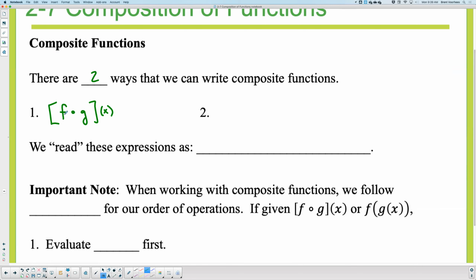You can have more than two functions, by the way. You could have 3, you could have 4, you can have infinitely many. There's another way we can write this, and it's like this. Either way, how do we read these expressions? You'd read it as f of g of x. That's how you'd read that. f of g of x.